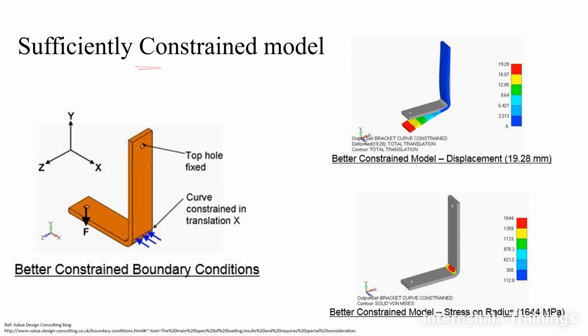Now in this particular model, in addition to this particular hole being fixed, we also have fixed this particular line, and we fixed only translation of these nodes on the line, and we applied the force. So this is what is creating something called a sufficiently constrained model, and this is where we are going to get the most appropriate results when compared with the previous two cases. So remember one thing, always try to go for the sufficiently constrained model, right?